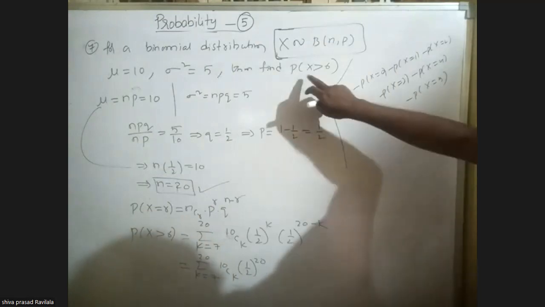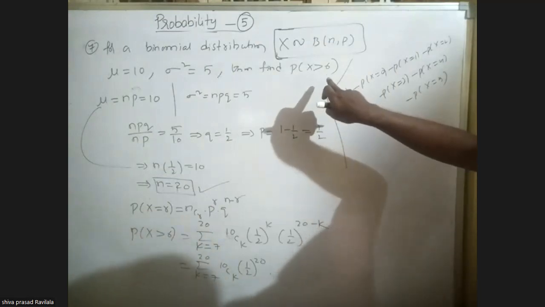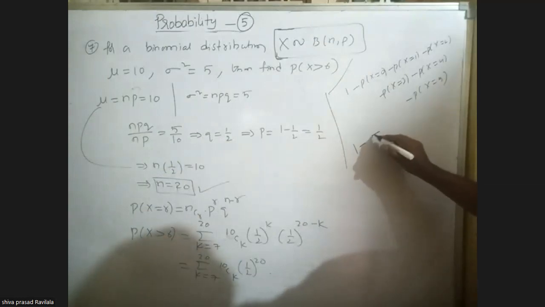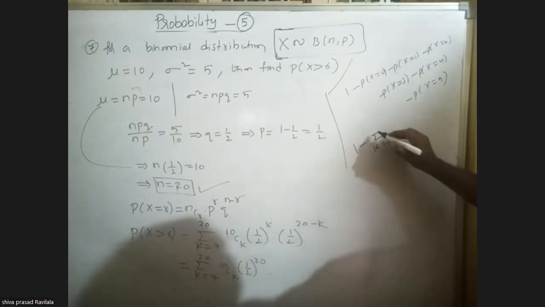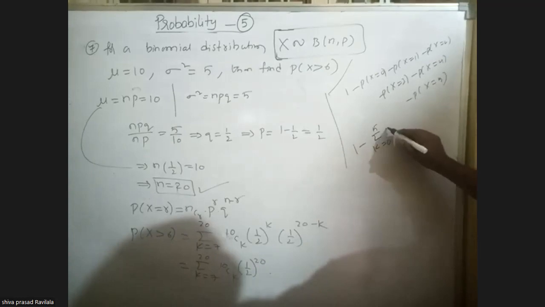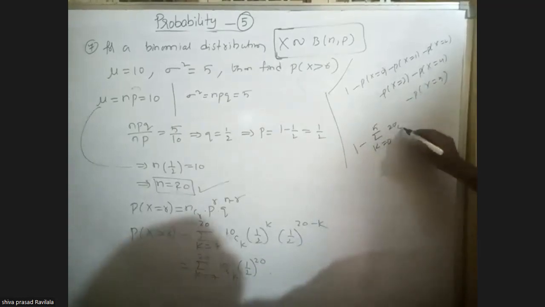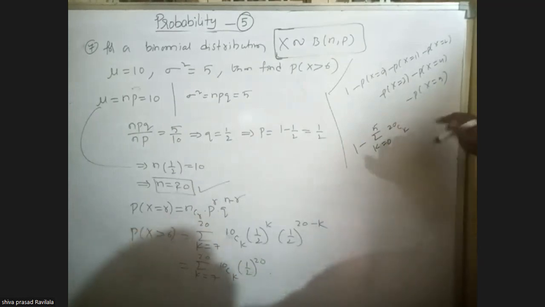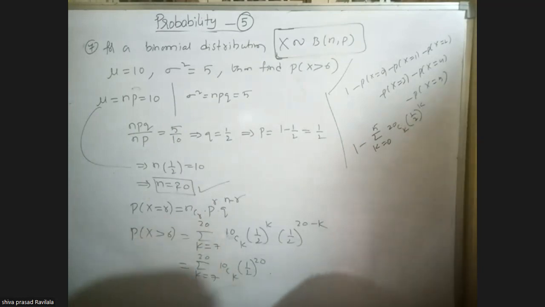Simple values are there, up to here we can write. Or they may write like this also: 1 minus summation k equal to 0 to 5, nCk, n equal to 20, 20Ck into p power k. What is p here? Directly write 1 by 2 whole power k. Like that also they may give it.